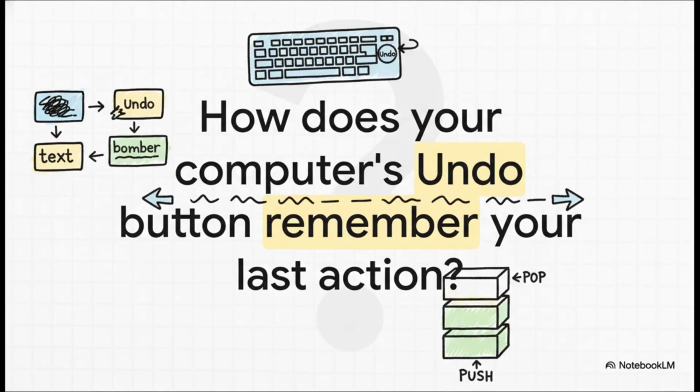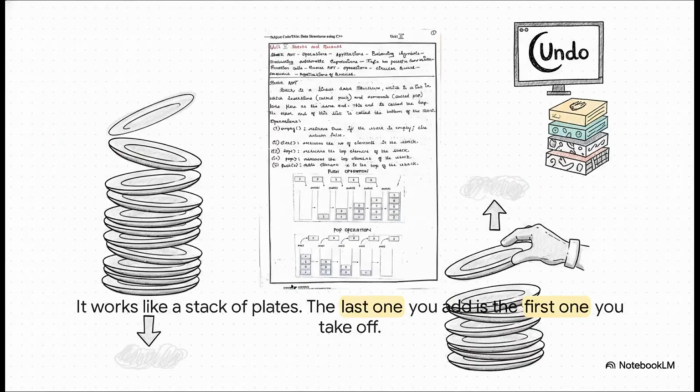Seriously, just stop and think about that for a second. You type something, you delete a word, maybe you make something bold, and then click, click, click, you can just walk backwards through time. How in the world does your computer keep track of all that? Well, it's not magic. It's actually a really, really simple idea. And this is the perfect way to picture it.